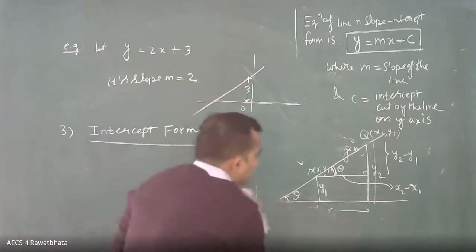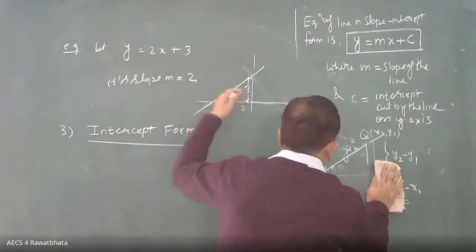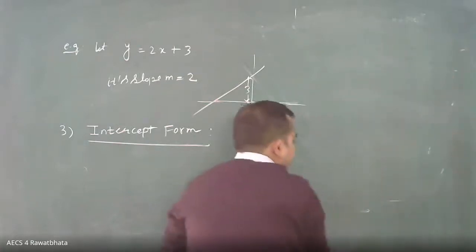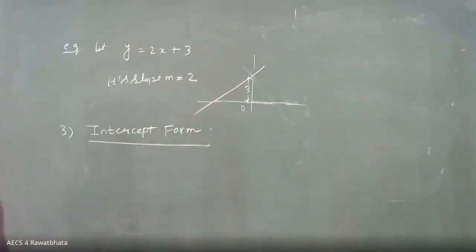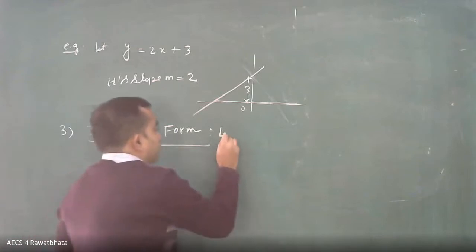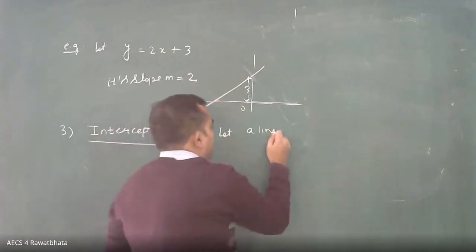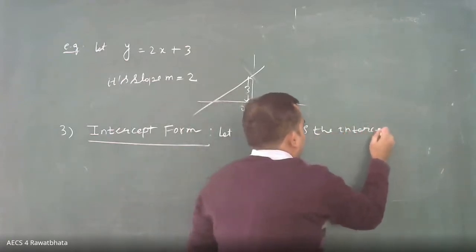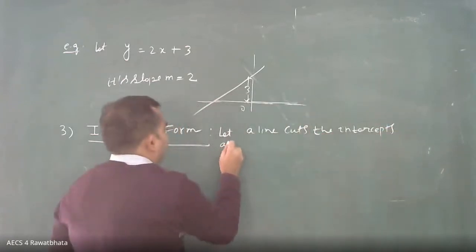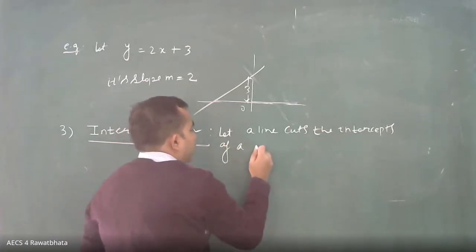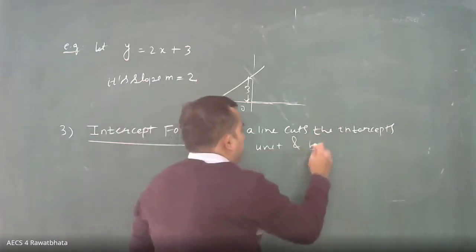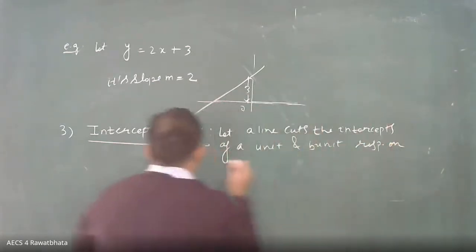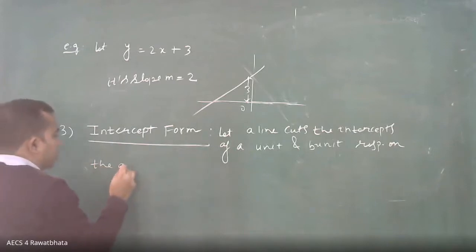Suppose you know the intercepts cut by the line on both axes. So let a line cut intercepts of A unit and B unit respectively on the axes.